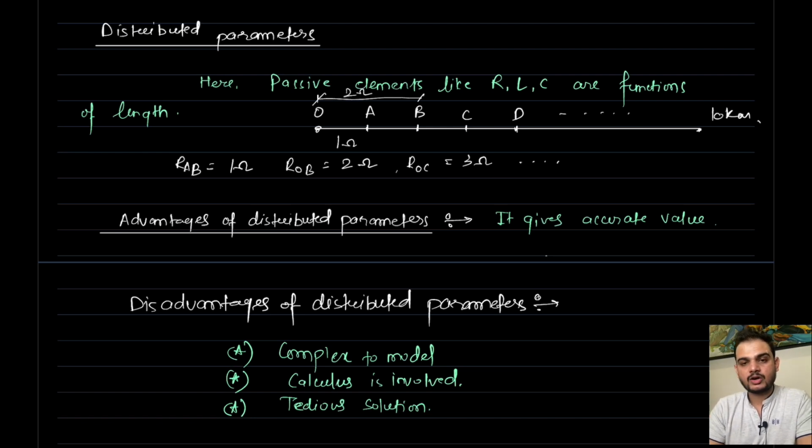Here things are not simple, but here we will get an accurate answer. So this model is called what? This distributed parameters model is also called the absolute model, because here we are not neglecting any parametric changes like length, temperature, humidity, etc.